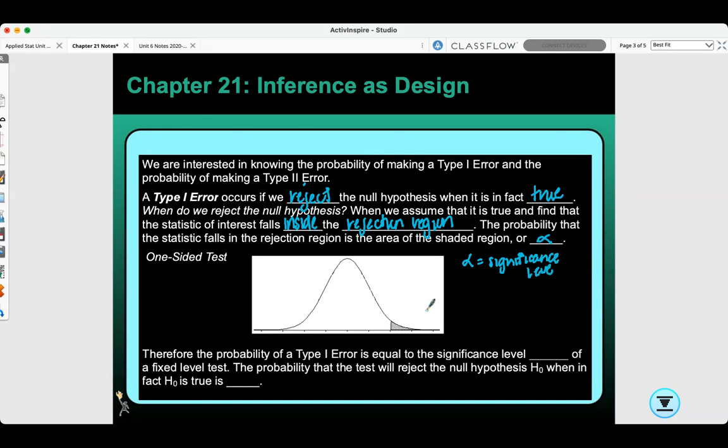So here on a one-sided test, this is alpha. And that's also your rejection region. And in the center, we have P. Therefore, the probability of a type 1 error is equal to the significance level, alpha, of a fixed level test. The probability that the test will reject the null hypothesis when, in fact, the null hypothesis is true is alpha.